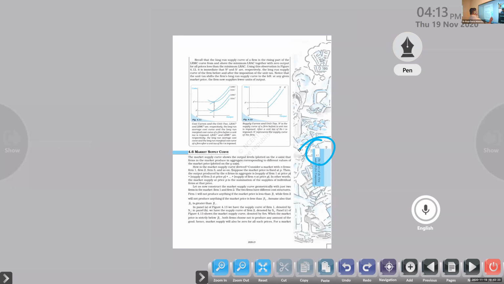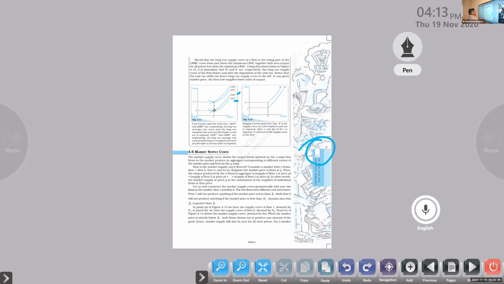So check it in the figure. These two curves, long run average cost and long run marginal cost. Quantity changes, price is fixed in the market. Clear or not? Price is fixed. Equilibrium point is here.